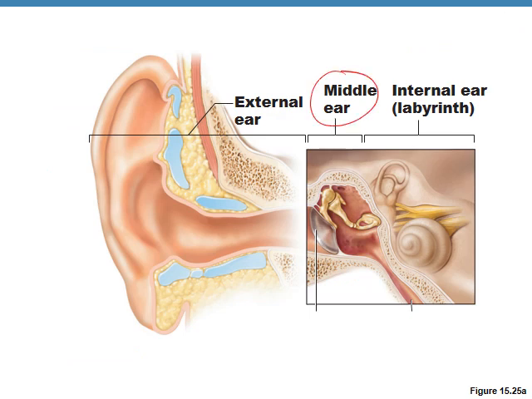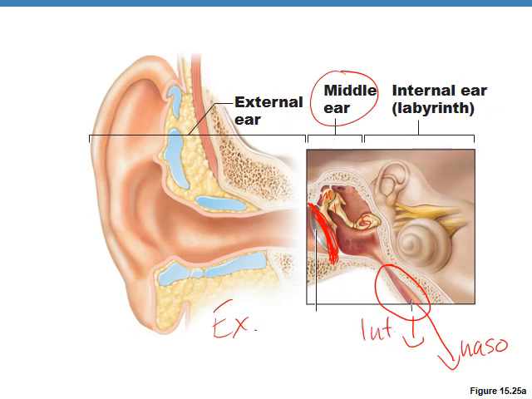Here's the middle ear, so we have a visual. Here's our tympanic membrane, our eardrum. Here's the malleus, the incus, and the stapes. And this tube here is the pharyngotympanic tube, used to be called the eustachian tube. This leads to the nasopharynx. And you can see that you can open this tube if you want to equalize the external pressure with the internal pressure.